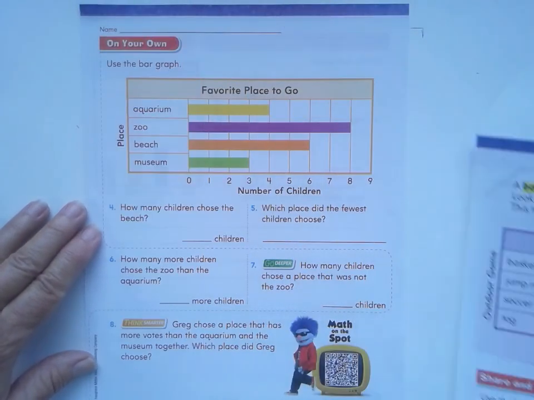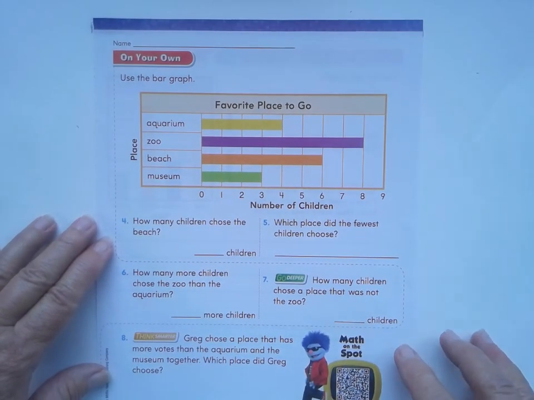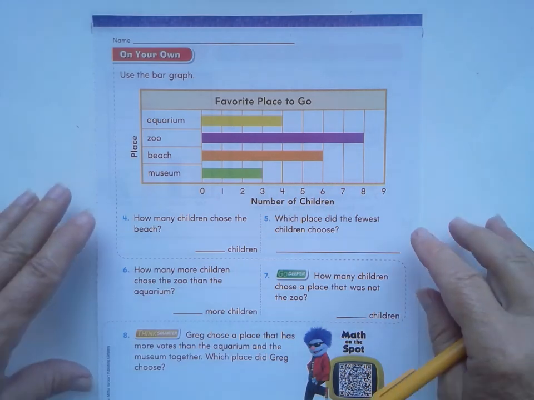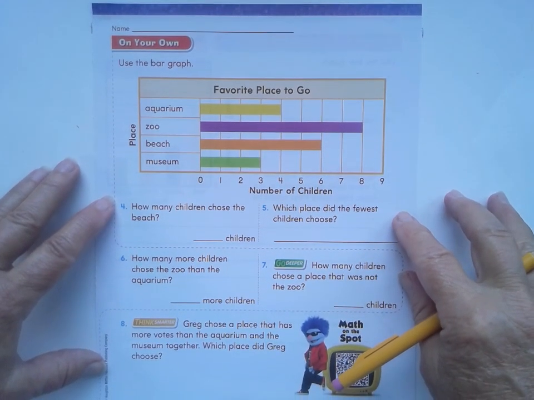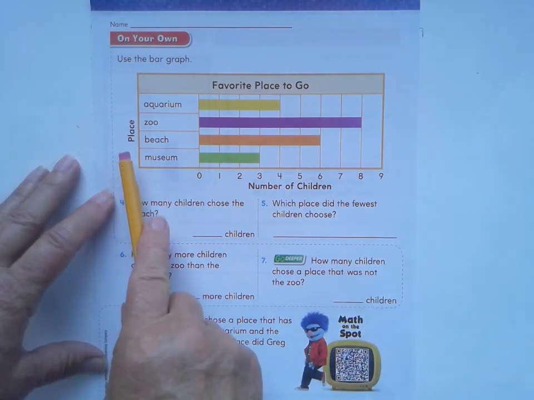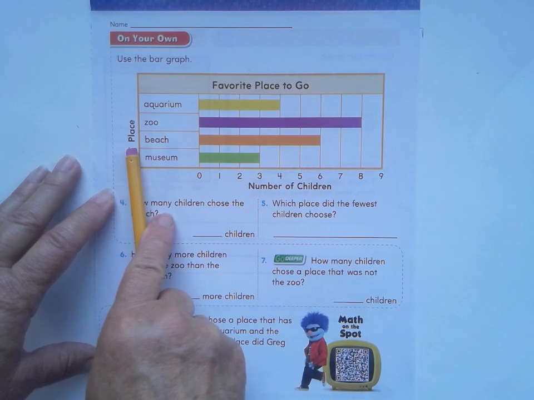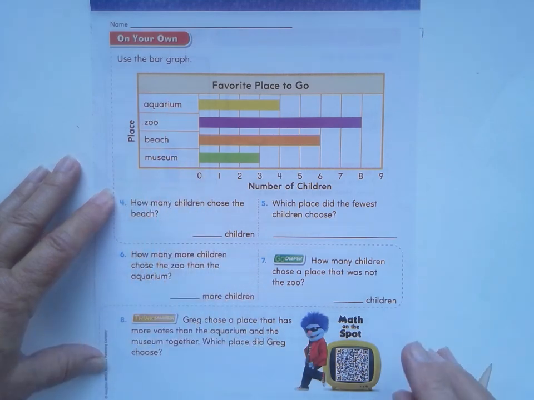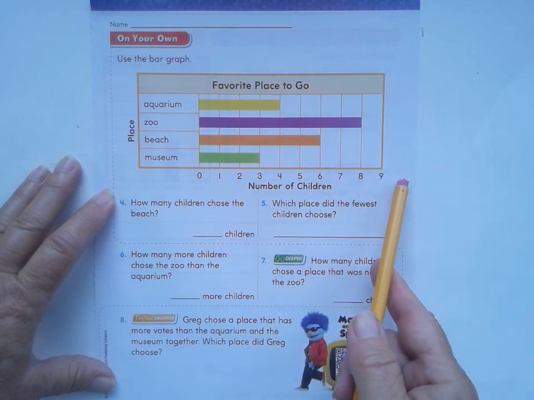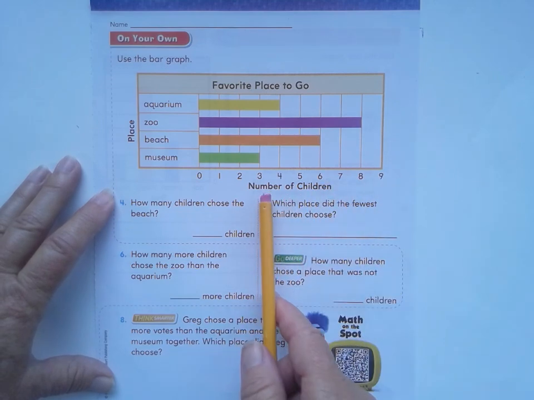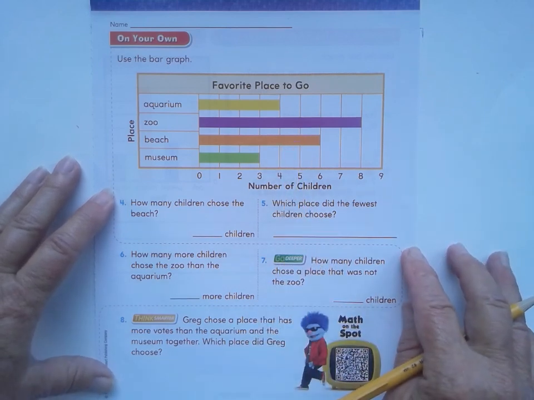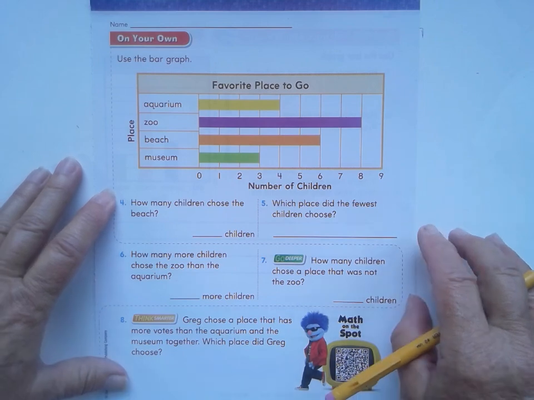We're going to go to the next page, which is page 673, on your own. You're going to do this by yourself, but I will explain it. You'll use this bar graph, and it was a graph of favorite place to go. So on the side we have a label here that this is place, so these are the places the children were voting on. We have numbers across the bottom, and numbers always stand for a number of something, and this is number of children who chose this place. So they voted on aquarium, zoo, beach, and museum.